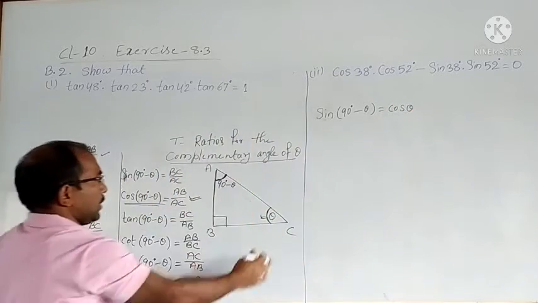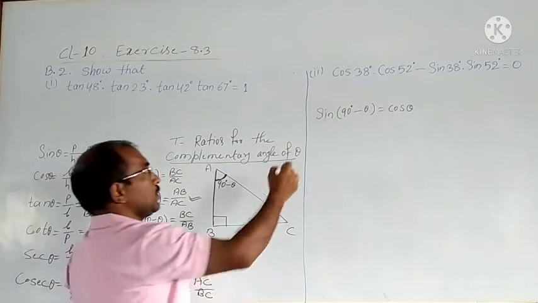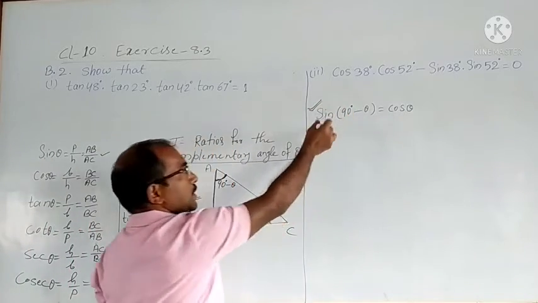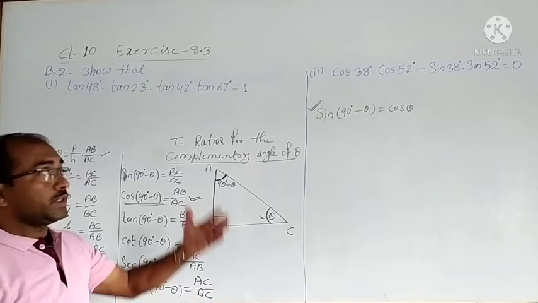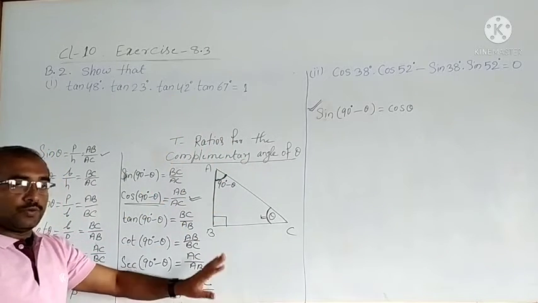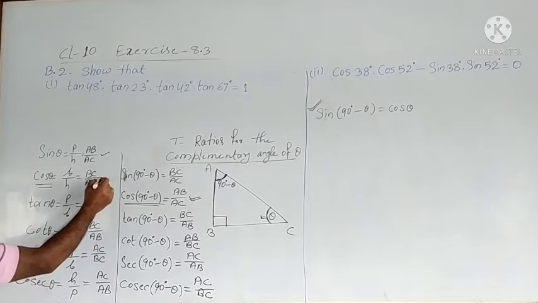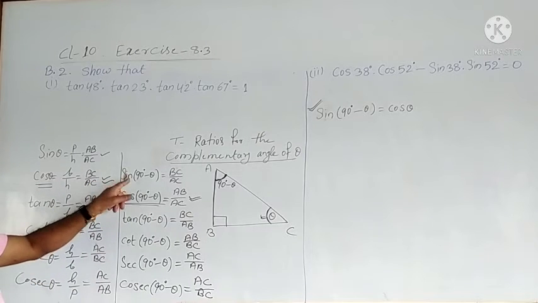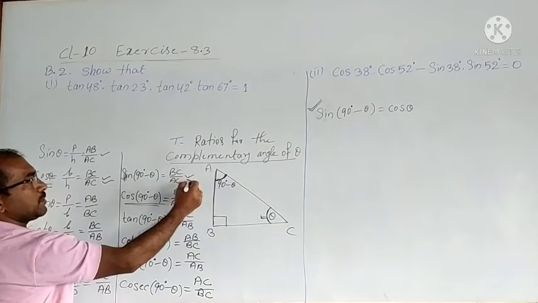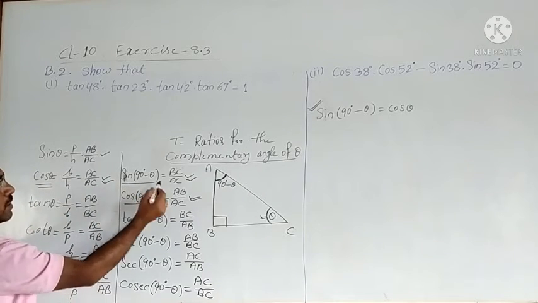We have understood how they are equal, but finally we need to know the result in order to solve these questions. That is why, before starting, I have explained this to you. Then next we see cos theta is BC by AC, and we find sine 90 minus theta is BC by AC. That means cos theta is equal to sine 90 minus theta.